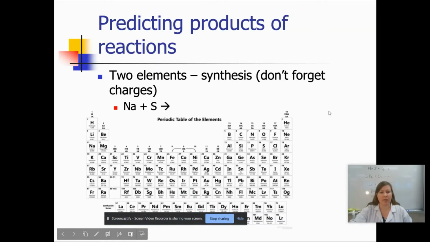You have to look up the charges for each of these. So here's sodium. Sodium is +1, sulfur is -2. And when you put those together, you're going to get Na2S, because you need 2 sodiums, 2 times +1, to bond with a -2 sulfur. Let's review how we know that's +1. Here's sodium here, and it's in the +1 column. Here's sulfur here, and it's in the -2 column.